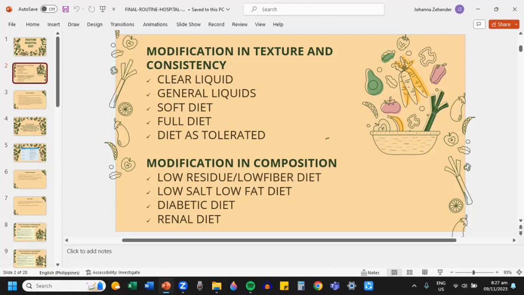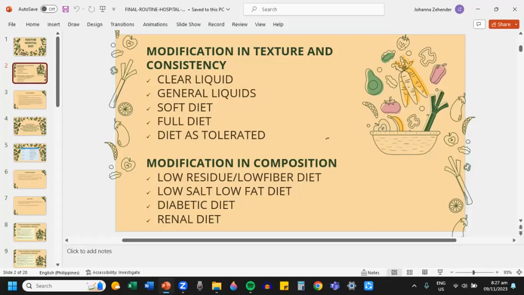Okay, so sa endorsement pa lang, the very moment that you hear the type of diet that is ordered for your patient, it will give you already a good picture of what your patient's case may be. Next, we also have diabetic diet, obviously for diabetics. And we have the renal diet for patients with CKD, chronic kidney disease.